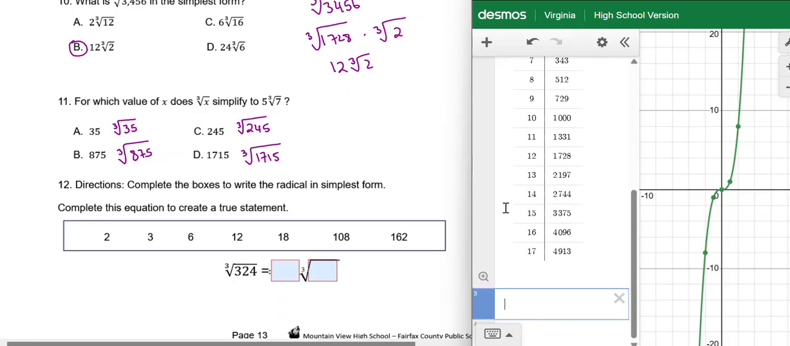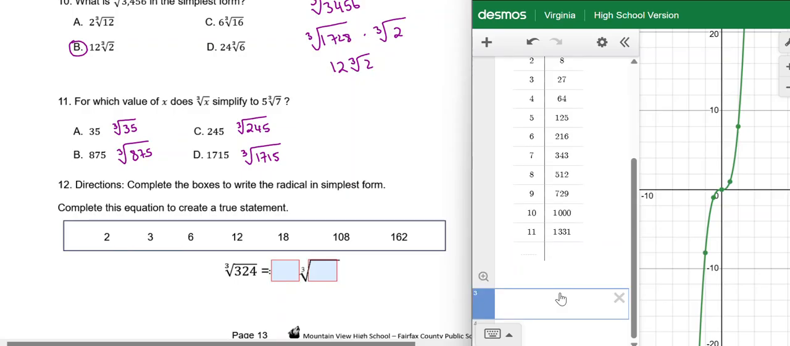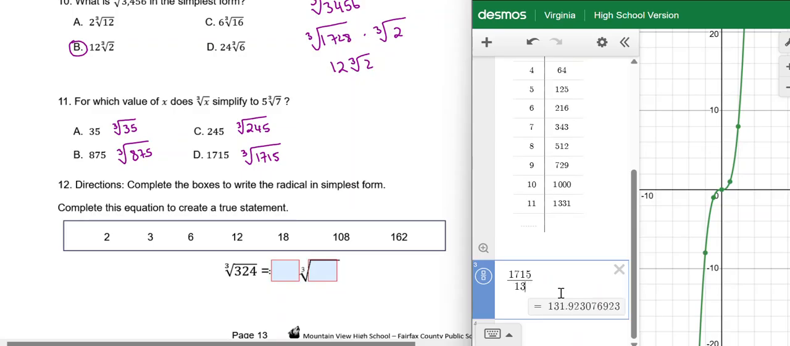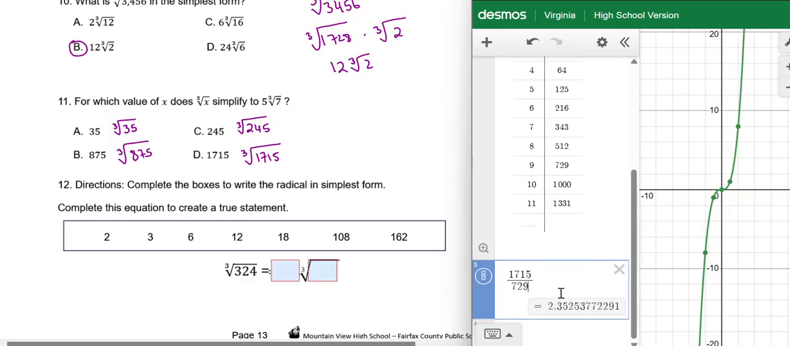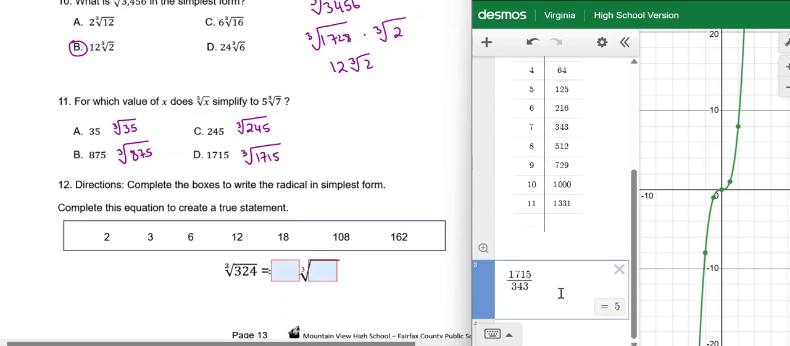All right, ready, guys? So I can go ahead and erase all these big numbers. I'm going to start with the biggest one. I'll start with answer choice D. 1728 will be too big. So look, 1715 divided by 1331, that's too big. 1000 is definitely not going to go into it. 729 looks a little promising. Nope. 512. No. 343. Yes, that works.